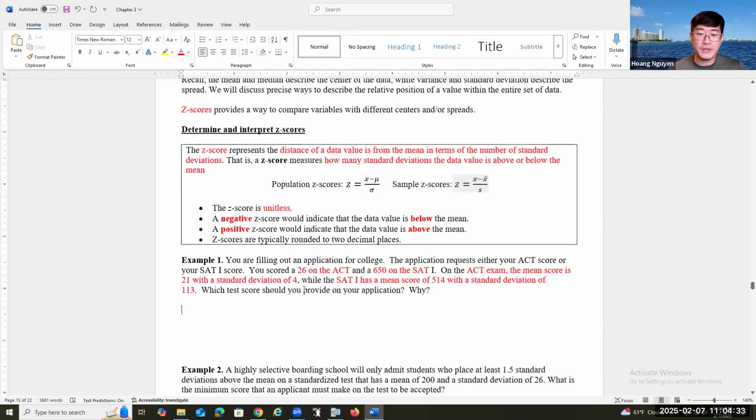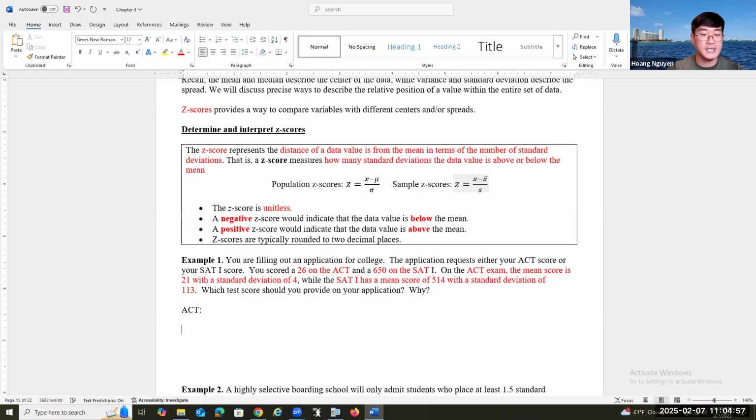So should you provide your scores on the ACT or your score on the SAT? You have to see how good you are compared with the rest of the data set. Because those are two different samples, two different populations, you have to calculate the z-score to see which one is better. So we're going to do the ACT first.